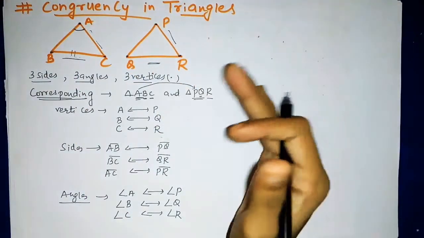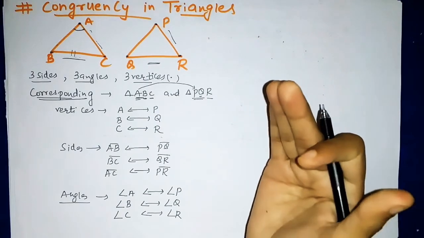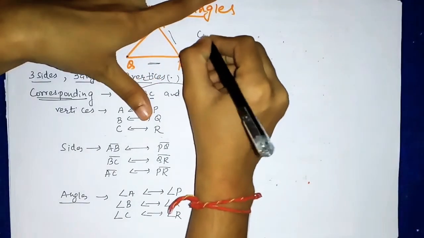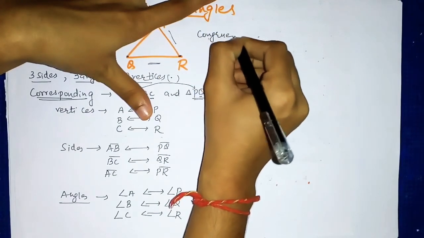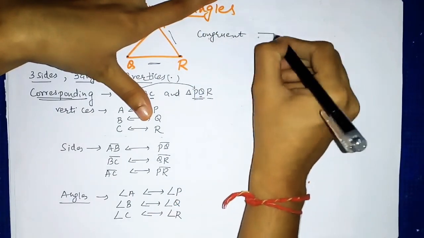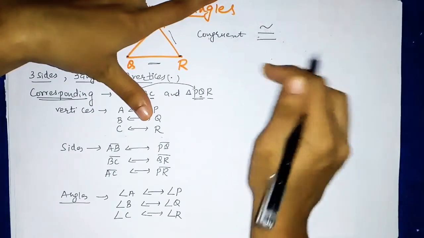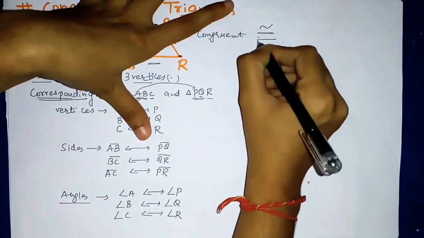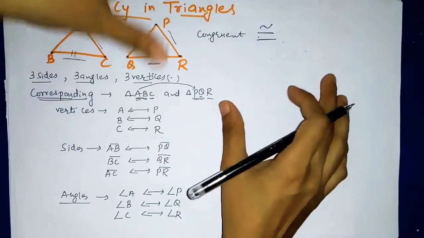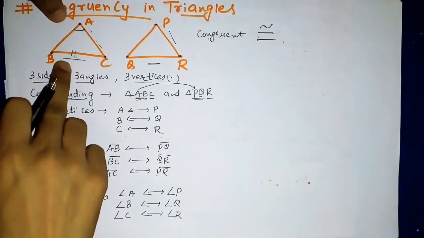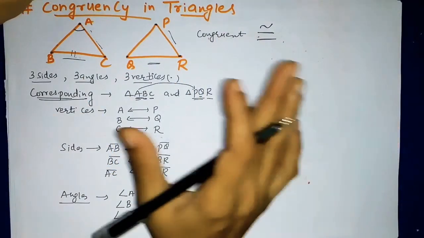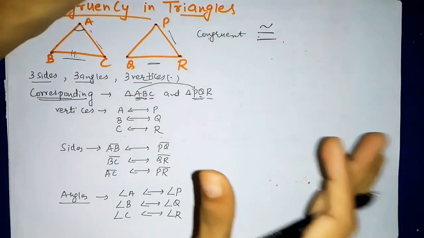Now before we go to the criteria, we are going to use one symbol for congruent, and that symbol is how to write. If 2 triangles are congruent, we write the symbol like this way. So this is the symbol for congruent. So suppose if I want to write that this triangle ABC and this triangle PQR, they are congruent, they are both same in shape and size.